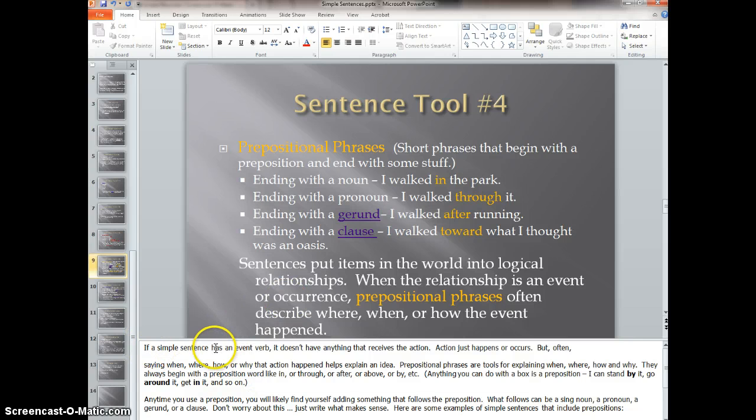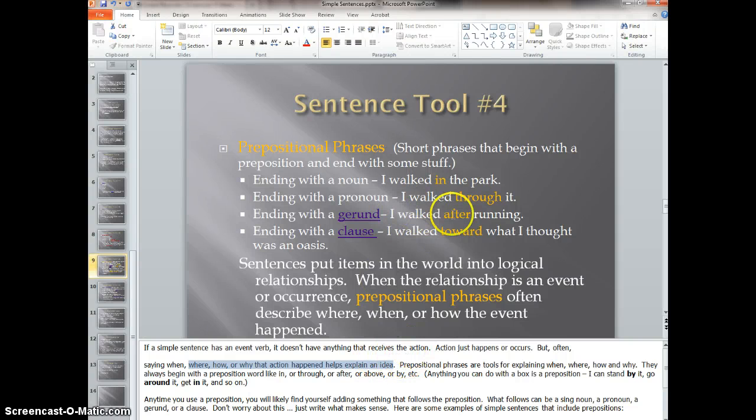If a simple sentence has an event verb, it doesn't have anything that receives the action. Action just happens or occurs. But often, saying when, where, how, or why that action happened helps explain an idea. So for instance, up here we could say I walked in the park, and that says where I walked. I walked through the park, and that might say how I walked.